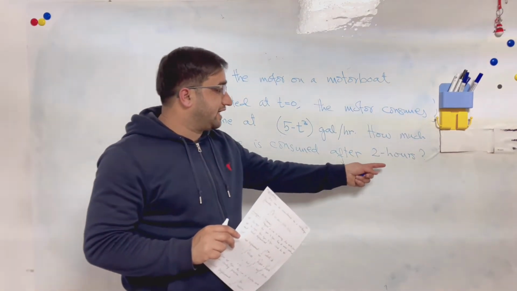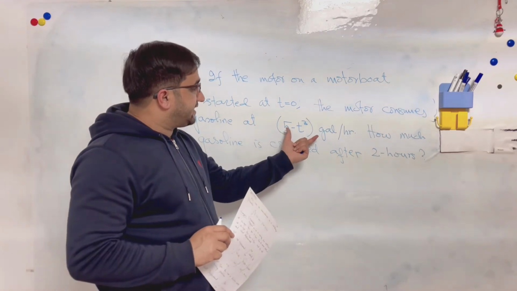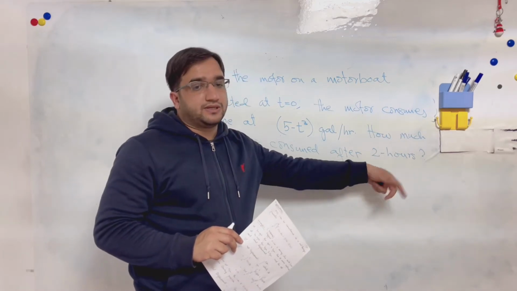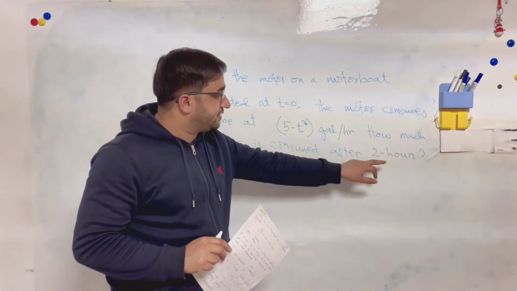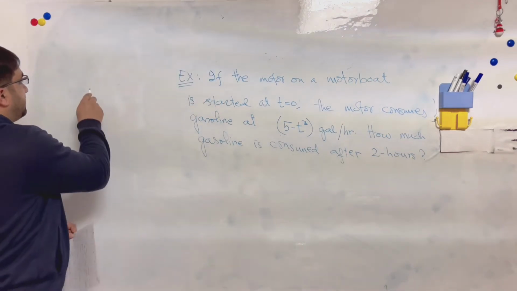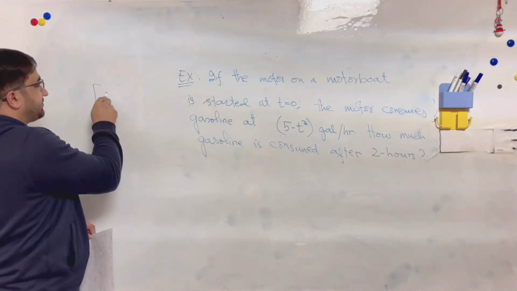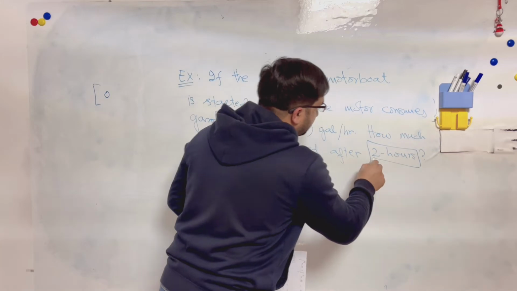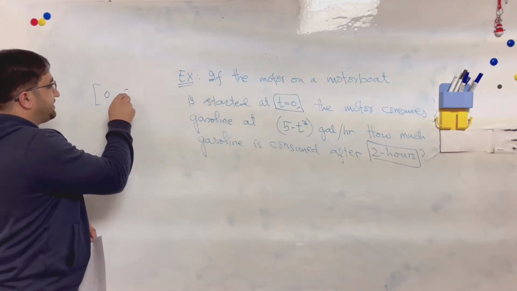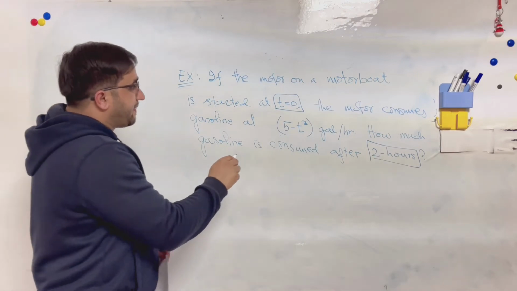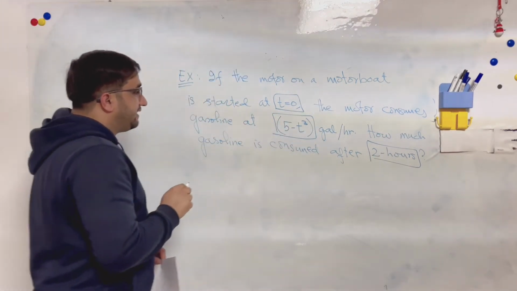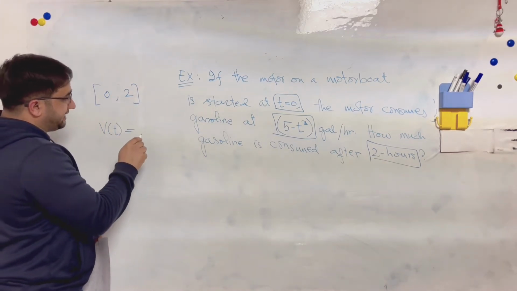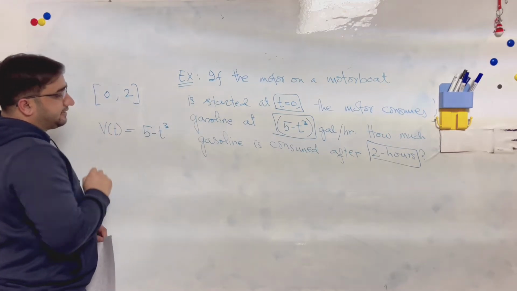And you don't need to convert the hours into minutes, because this is given in hours. If I give you this in minutes, then you can convert these hours into minutes. But here, everything is in hours, so this is okay. So, what is the time interval? Starting from 0 to 2 hours. So, this is the interval. And the volume of the gasoline at any given t is changing at this rate, gallons per hour.